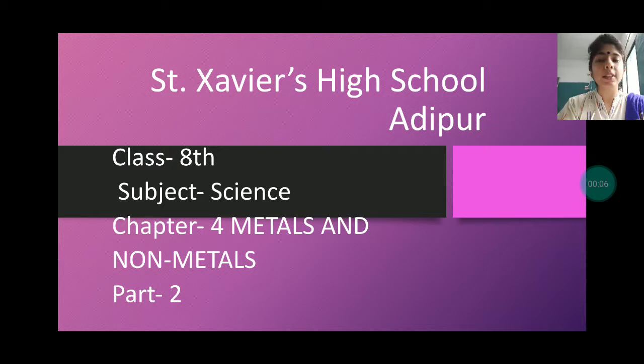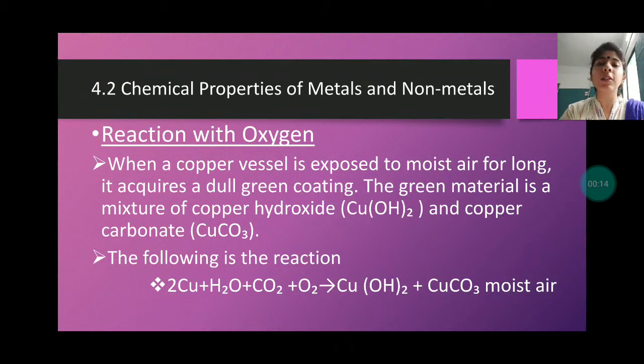Today we are going to study Science of Standard 8, chapter number 4, that is Metals and Non-Metals, part 2. In part 1 we have studied about the physical properties of metals and non-metals as well as the uses of the metals and non-metals. Now let us see the chemical properties of the metals and non-metals.